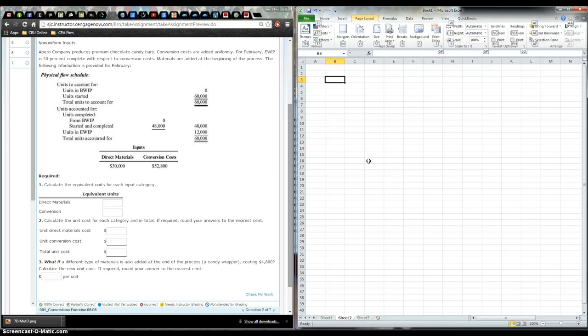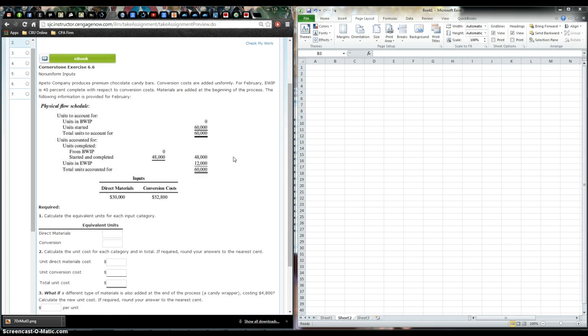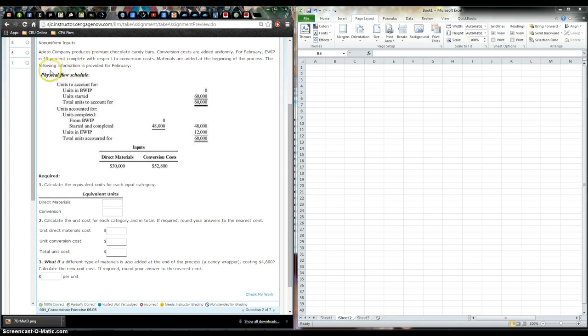Our process costing chapter. So let's look at this specific problem which is in your homework. It's number 2 in your homework. A company produces premium chocolate candy bars. Conversion costs are added uniformly. That means throughout the process evenly.